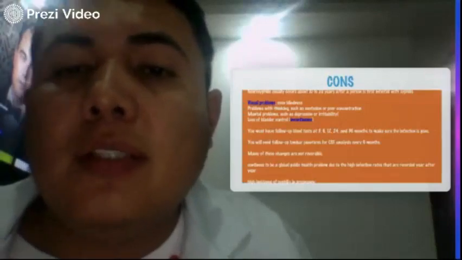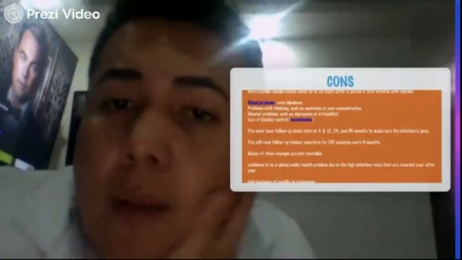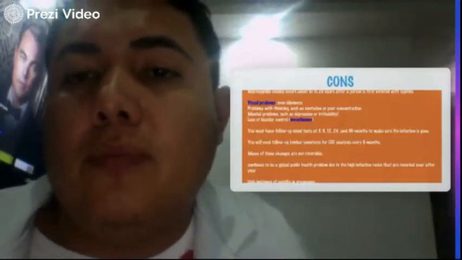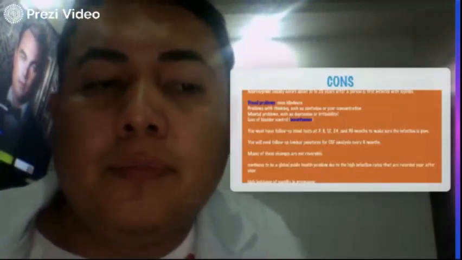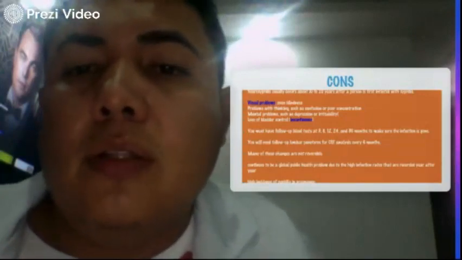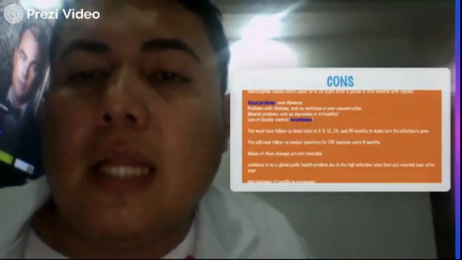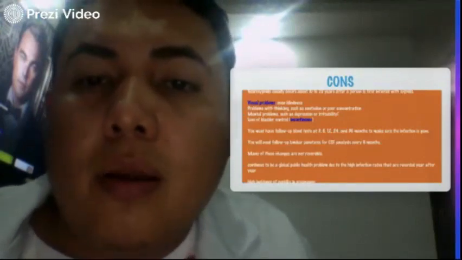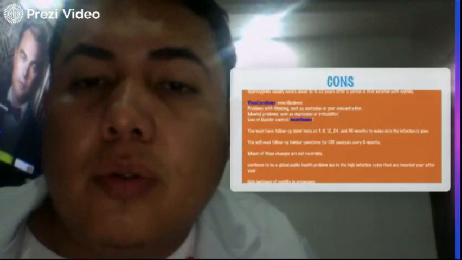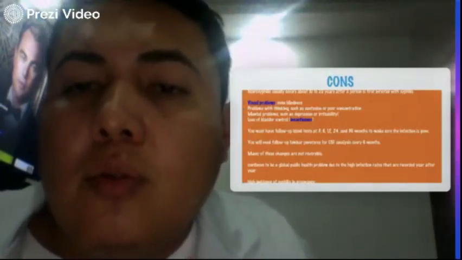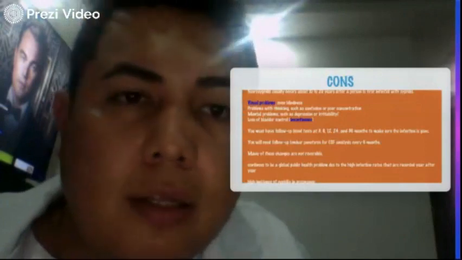Symptoms include visual problems, problems while swallowing, confusion or lower concentration, mental problems such as depression or irritability, and loss of bladder control, incontinence. You will need follow-up lumbar punctures to monitor CSF analysis every 6 months. Many of these changes are not reversible. It continues to be a global public health problem, with infection rates rising year after year.